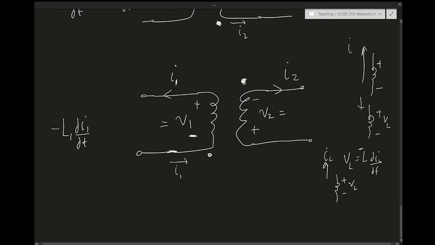Okay. What about the mutual term? So I have M di2 by dt. Okay. Well, let's look at the current. The current is leaving the dot instead of entering the dot. So that means this adds a minus sign. Okay. But also, V1 has an opposite polarity to the dot at coil 1. So that introduces another minus sign. So this becomes positive. Okay. I hope you're following this. I hope it's clear.